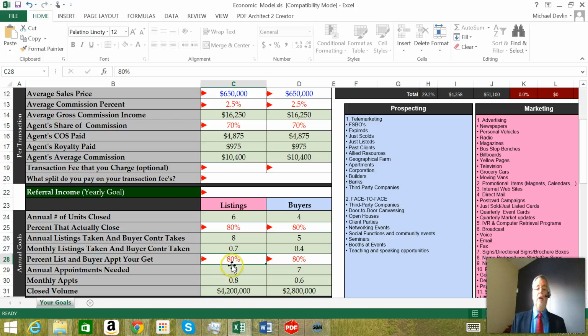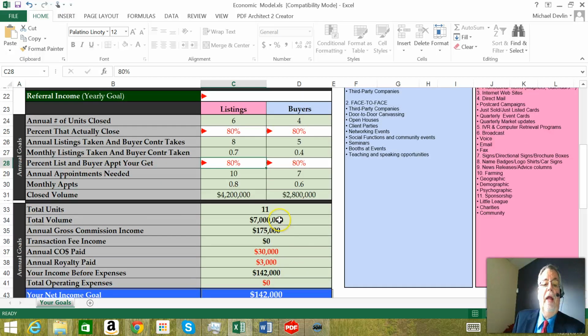So with this, now we're down to 10% list and appointments. Annual appointments, you're going to need 10 listing appointments a year, 7 buyer appointments a year, and 11 closed transactions. Now, the amount you're going to net is going to be a little bit less because we haven't taken out the income and the company dollar. So that puts us down at 142.